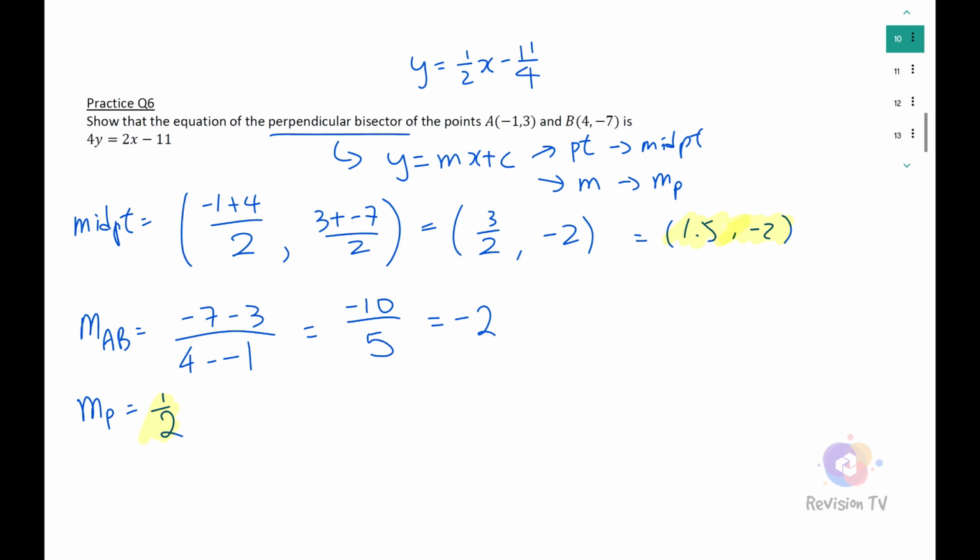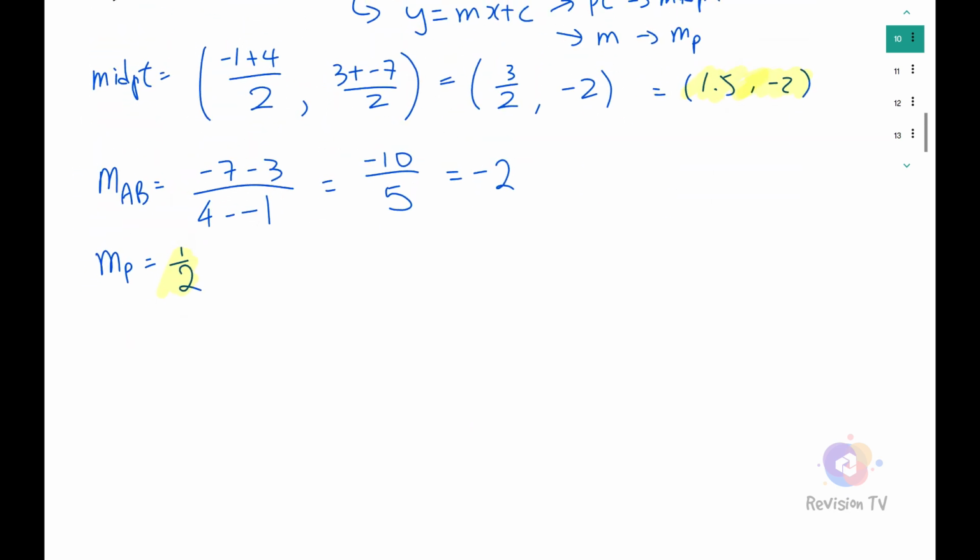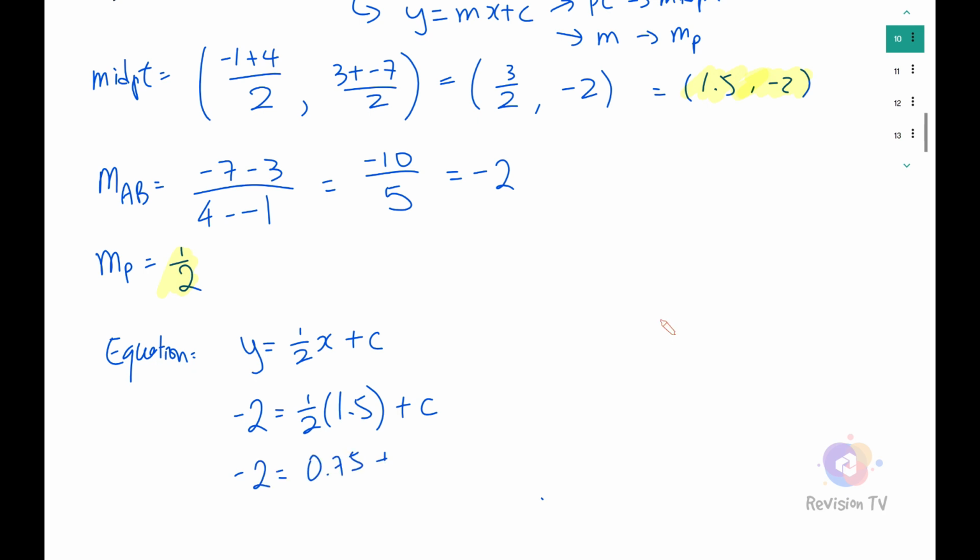Next, it's time to sub into y equals mx plus c. Now we've got the point and the gradient. So the equation is y equals a half x plus c, because the gradient is a half. Sub in the point, 1.5 and minus 2. So minus 2 equals a half times 1.5 plus c. Next, we multiply a half into 1.5. A half times 1.5 is 0.75. So minus 2 equals 0.75 plus c.